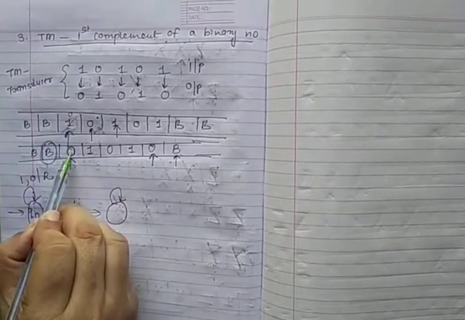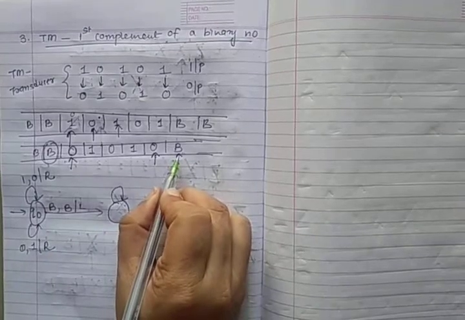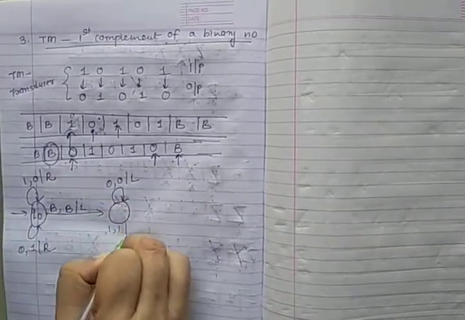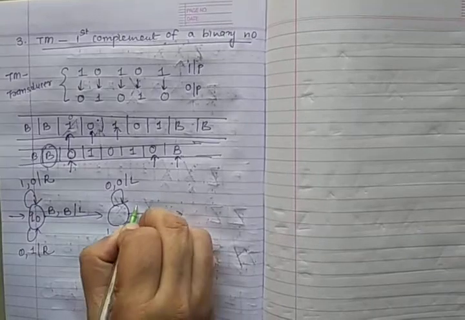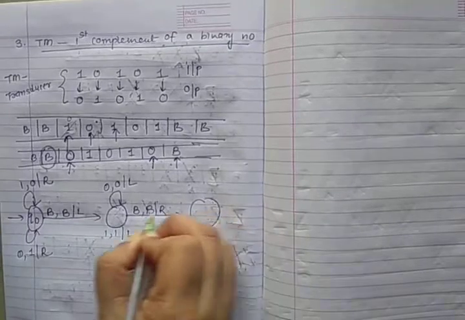Because here all ones are converted into zeros and zeros are converted into 1, the number is already in first complement form. So once we reach blank, keep it as it is, move left. When we move left, whatever zeros we have, keep them as they are and move left. Whatever ones we have, keep them as they are, move left. When we move left, if there is blank, keep it as it is and move right. This is Q0, this is Q1, this is Q2.